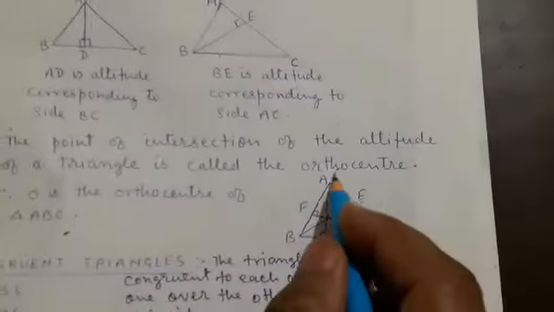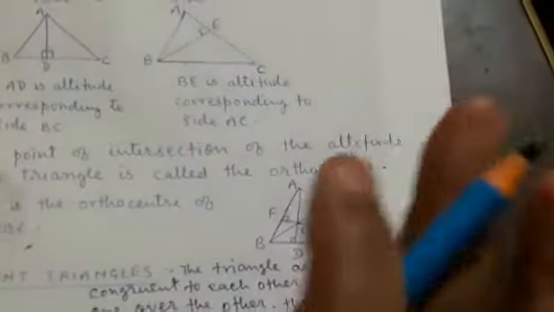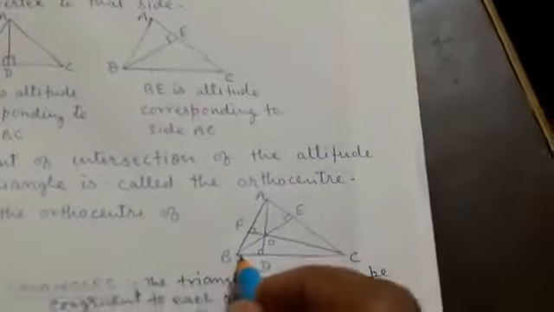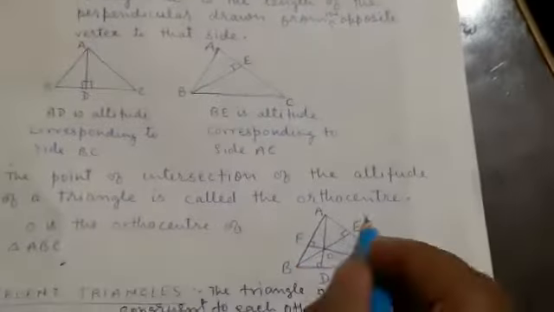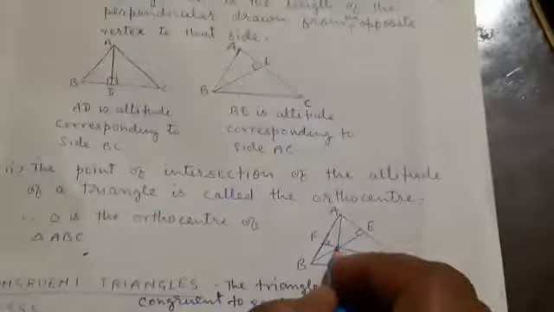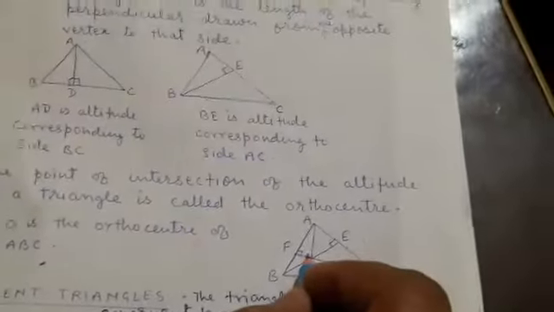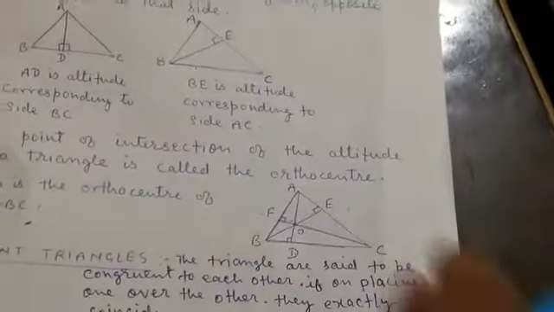Why? Because children, remember, in a triangle there will be 3 medians and 3 altitudes can be drawn. So in this triangle, all these 3 altitudes are intersecting at a point O. So O will be the orthocenter of this triangle.